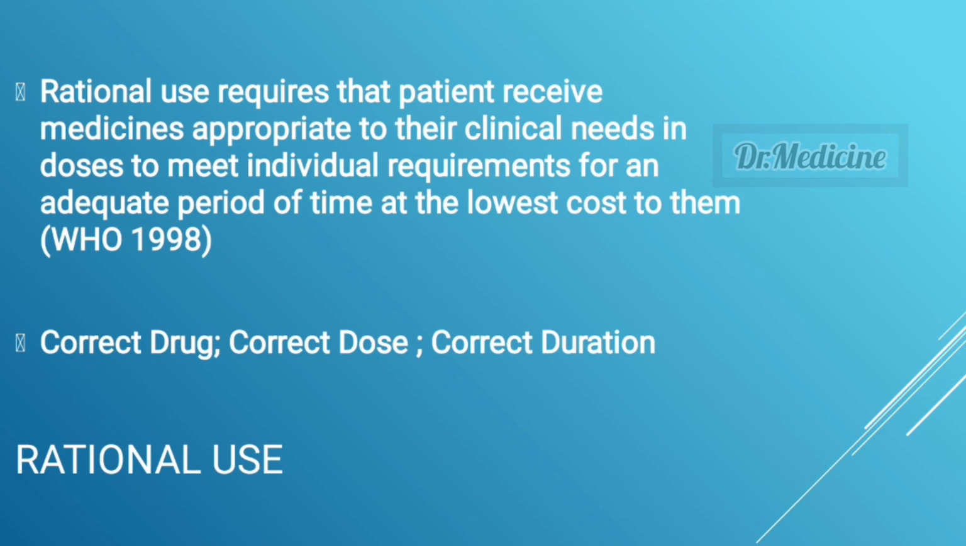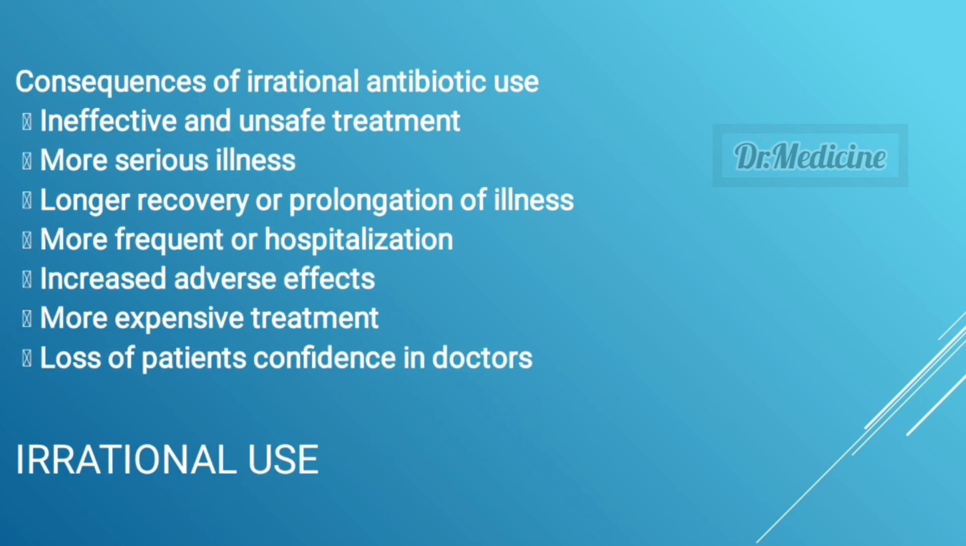Rational use of antibiotics. Rational use requires that the patient receive medicines appropriate to their clinical needs, in doses to meet individual requirements, for an adequate period of time, at the lowest cost to them. That means correct drug, correct dose, and correct duration. Consequences of irrational antibiotic use: ineffective and unsafe treatment, more serious illness, longer recovery or prolongation of illness, more frequent hospitalization, increased adverse effects, more expensive treatment, loss of patients' confidence in doctors.